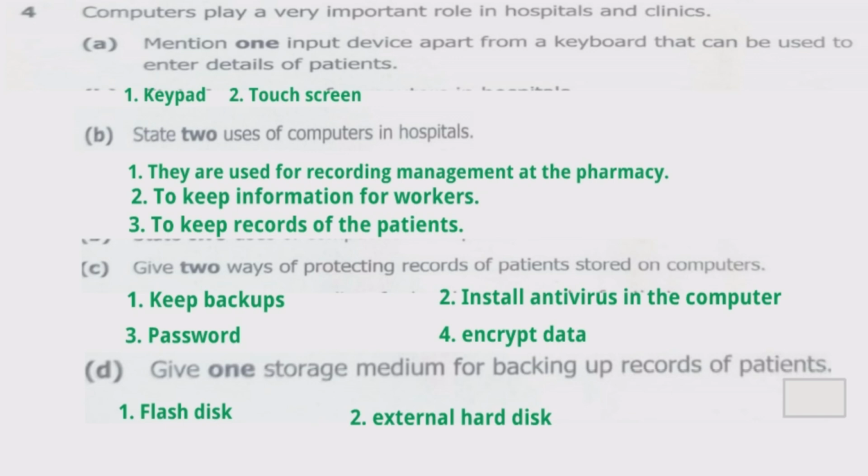But there are many. There are DVDs. You can use CDs. You can use magnetic tape. You can use magnetic disk. All those things can also be used to back up the information.